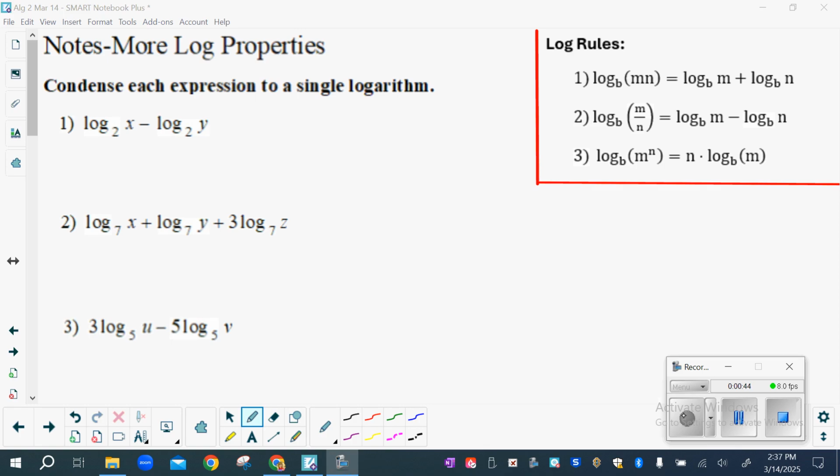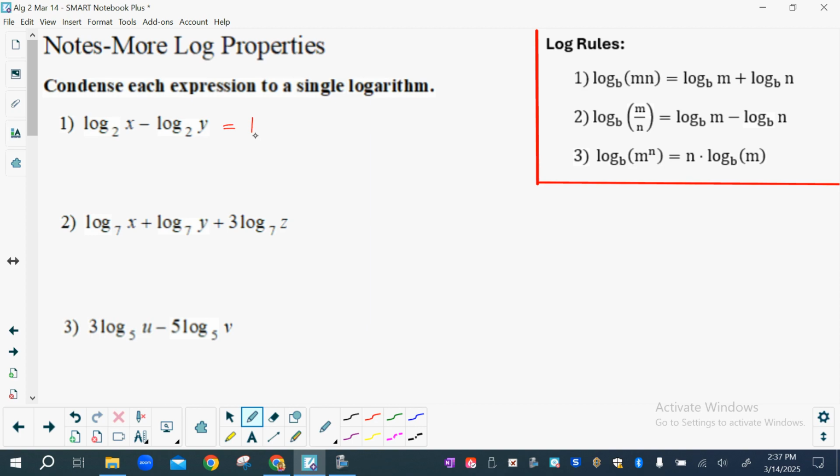Okay, so we have the log base 2 of x minus log base 2 of y. This time we want to condense. Yesterday we were expanding. Today we're going to condense into 1. So we want to make this 1 log. So this is a minus here. So we're going to look at the one that has the minus, which is which one? The 2. So that means that it's going to be what operation? Log b n minus log.